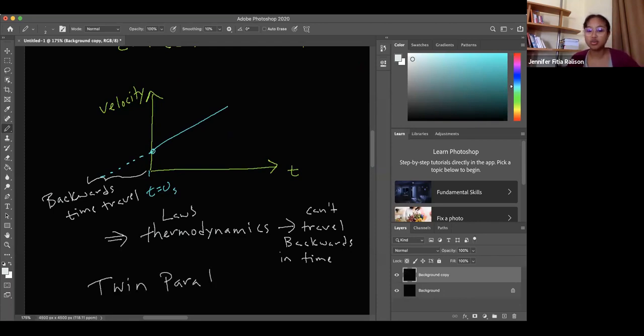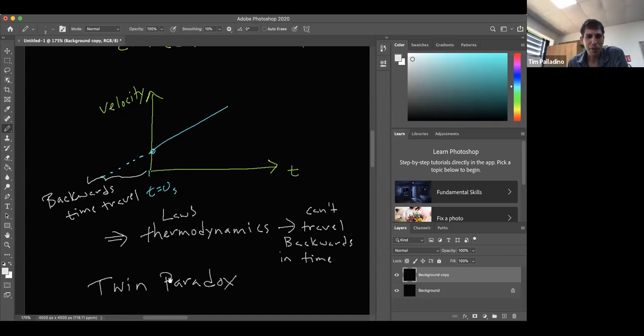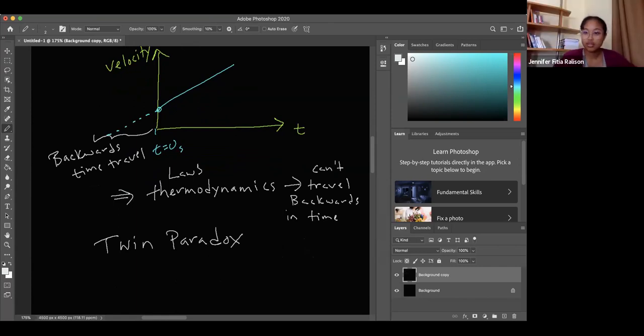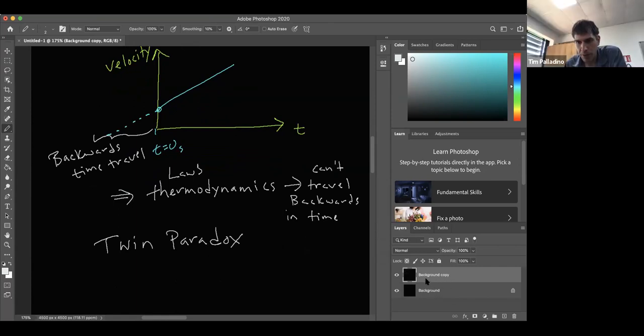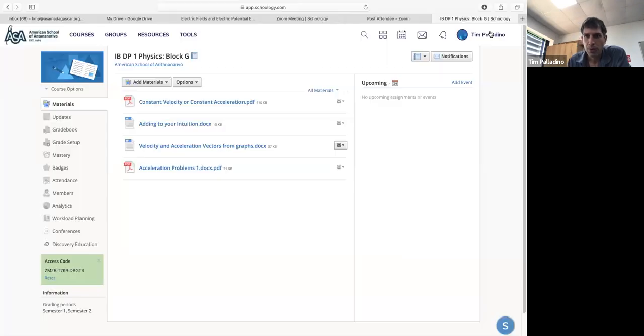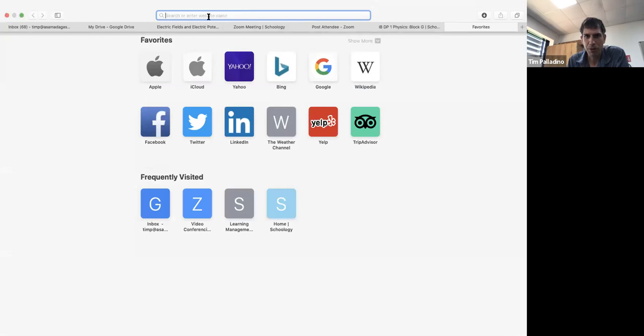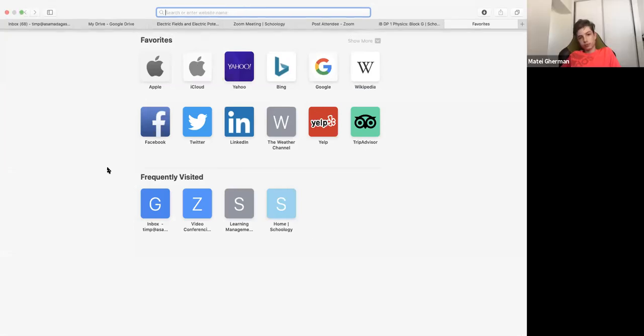So I think what you're referring to is something called the twin paradox. Hang on one second, let me just find you a picture. Can you guys see that I'm opening up just Google? Yes. Okay.